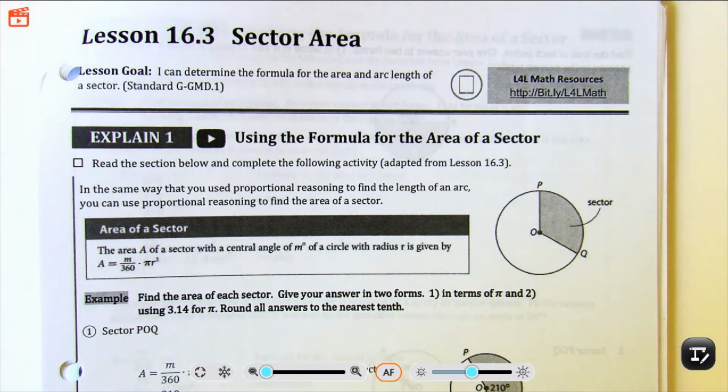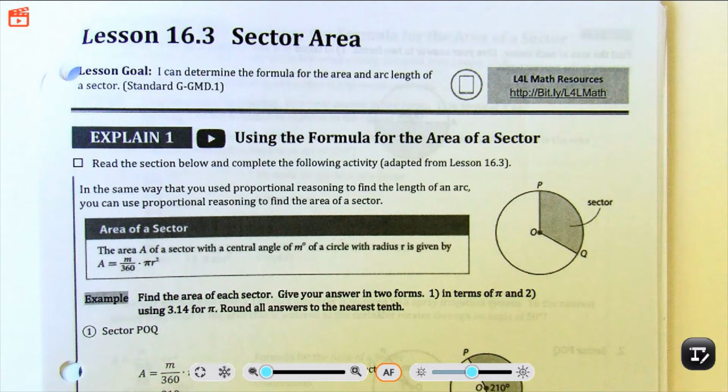Hello class, this is lesson 16.3 which talks about sector area. So in this lesson the goal is to determine the formula for the area and arc length of a sector. So we're going to start with the area of a sector.